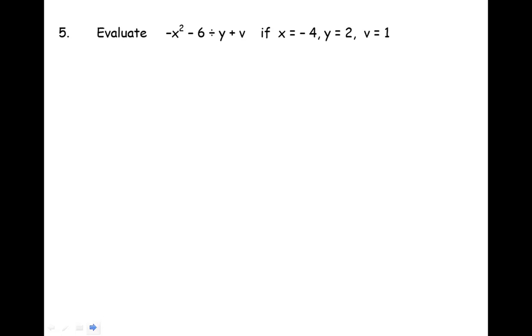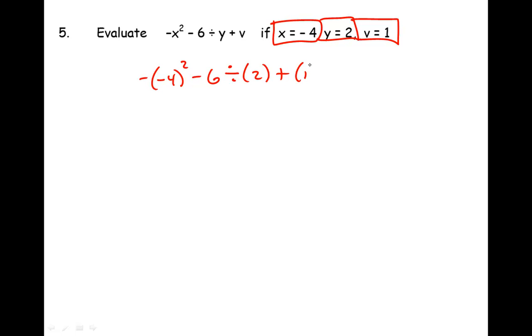Number 4, evaluate the expression. We want to substitute in a negative 4 for the x, a 2 for the y, and a 1 for the v. Make sure that when you substitute, you use parentheses. Now, negative 4 squared is going to be positive 16, but because there is a negative in front of the parentheses, this first step of doing my exponents is going to leave me with a negative 16.